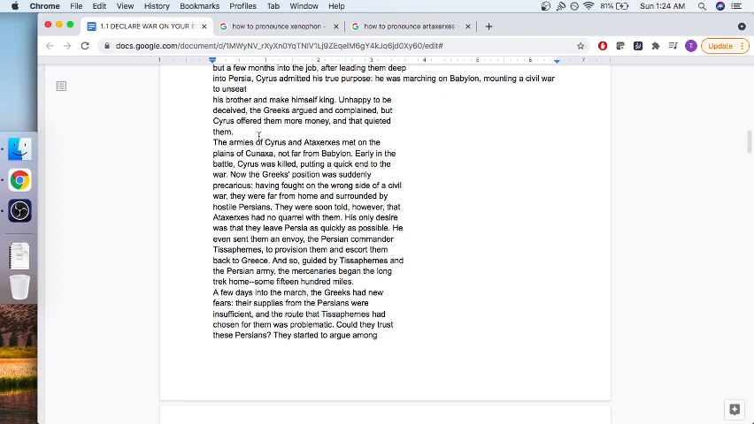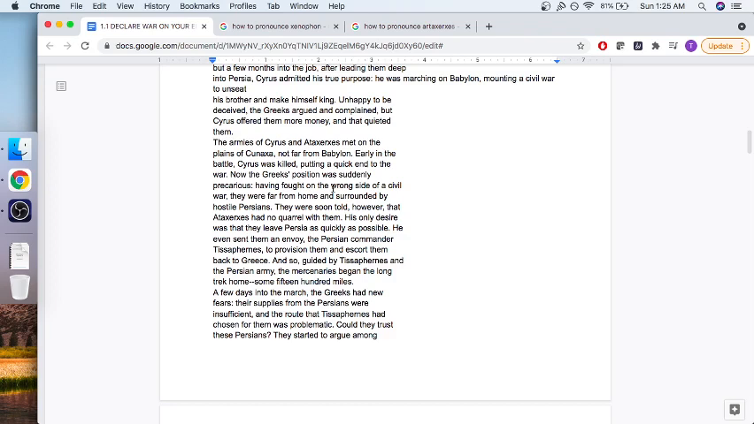The armies of Cyrus and Artaxerxes met on the plains of Cunaxa, not far from Babylon. Early in the battle, Cyrus was killed, putting a quick end to the war. Now the Greeks' position was suddenly precarious. Having fought on the wrong side of a civil war, they were far from home and surrounded by hostile Persians.